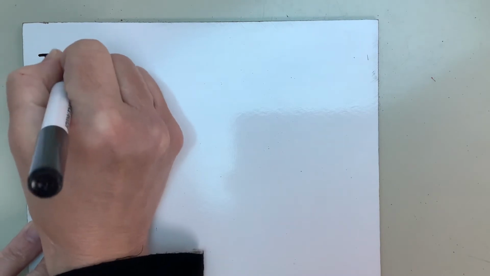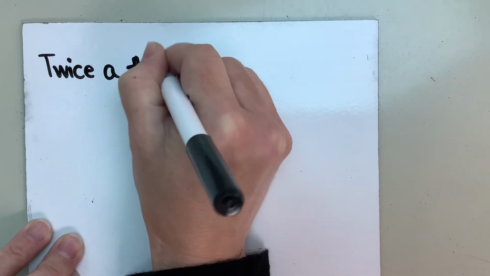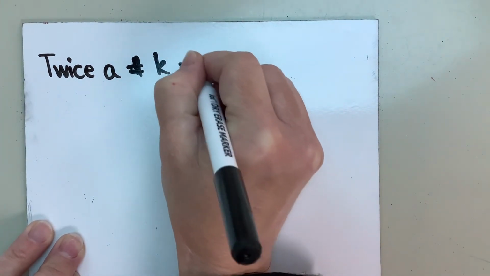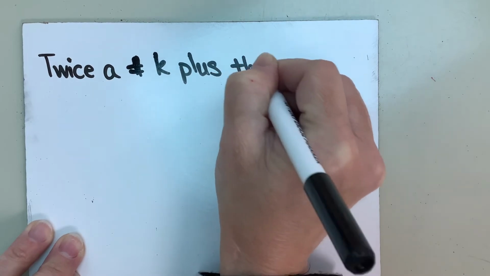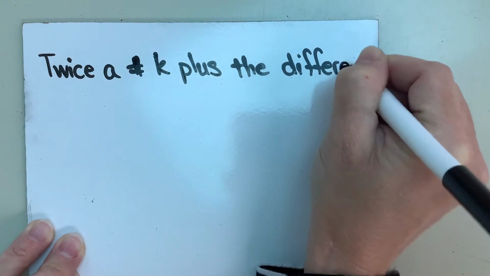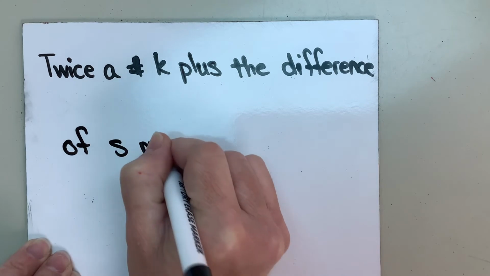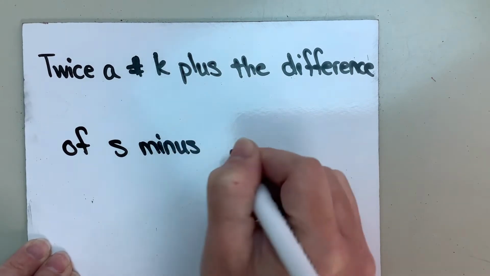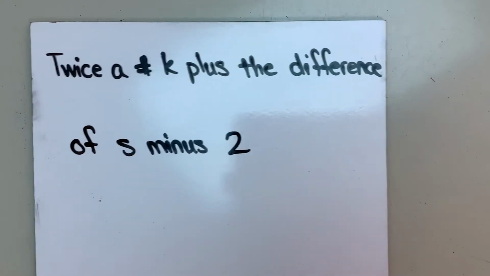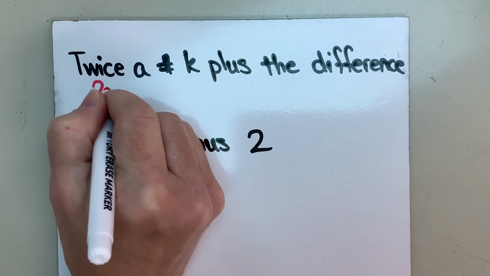All right, here is another one that we worked on. So twice a number, K, plus the difference of S minus 2. Okay, so when we're looking at this, twice, we know means 2 times.